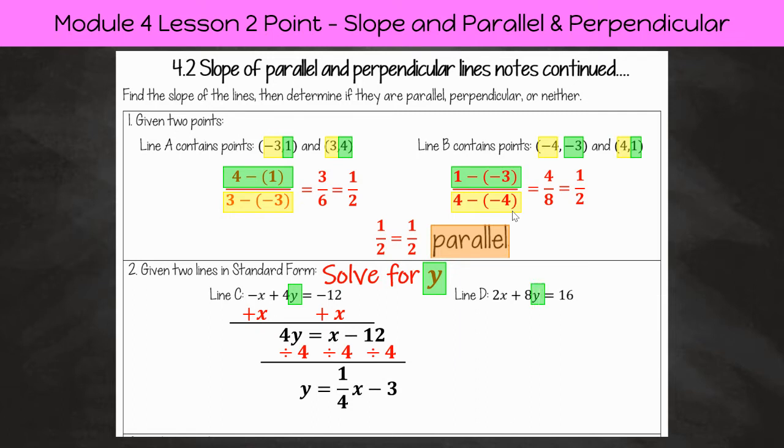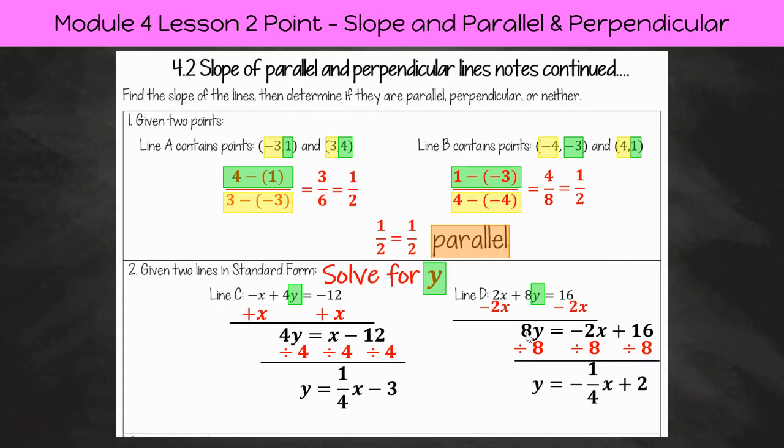So now I have to do the same thing for line D and solve for y. So I'm going to subtract 2x from both sides. I get 8y is equal to -2x plus 16. And then I'm going to divide all the terms by 8 because that's the coefficient of my y. So once I divide by 8, then I'm going to get y is equal to -1/4 x plus 2. Well, 1/4 and -1/4 are my slopes. They are not the same and they are not opposite reciprocals, so they are neither parallel or perpendicular.